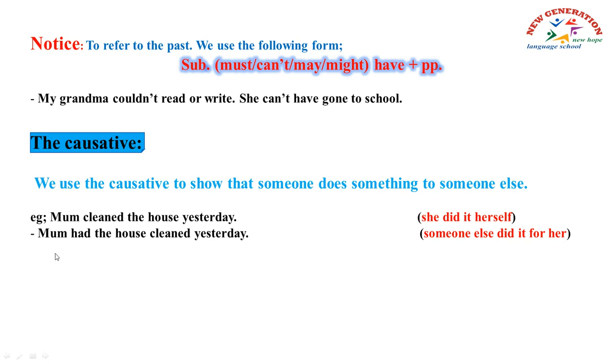We start with what we call the receiver, or the one who benefits from the verb. The receiver and the agent may be the same person, so we're gonna start with him or her. Then we add verb to have or verb to get according to the main verb tense. So cleaned here is in the past simple, so I used had. I could use got instead of had. Both are correct. Afterwards, we get the object, the house. Then the main verb in the PP form. Mom had the house cleaned yesterday.